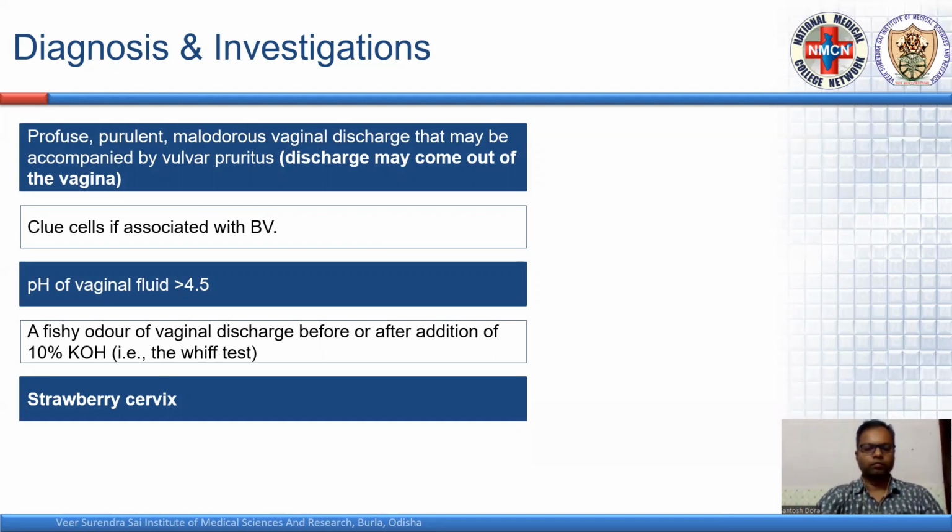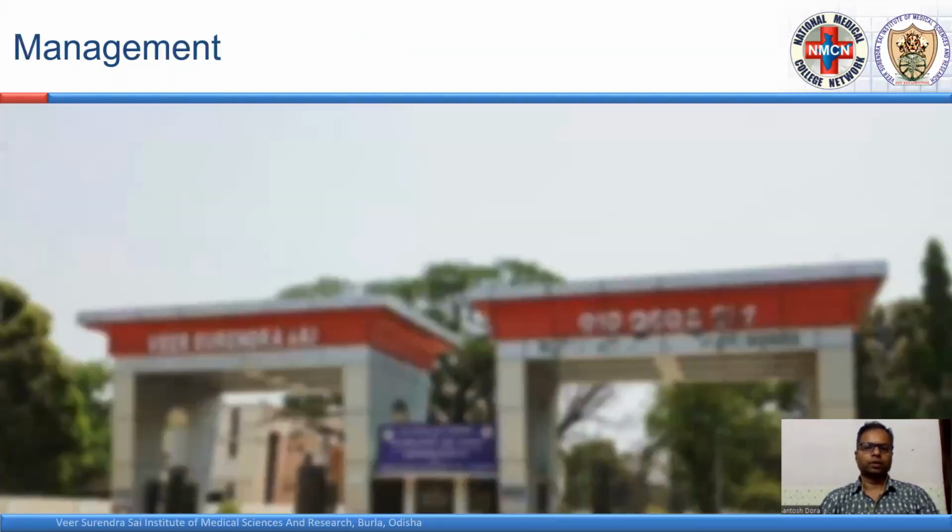The clue cells and the vaginal pH, of course, help in the diagnosis of trichomoniasis. The pH here is more than 4.5, whereas normal vaginal pH is less than 4.5. The whiff test, which was there in bacterial vaginosis, can also be seen in trichomoniasis. In clinical examination, you find a strawberry cervix, which will also help in the diagnosis.